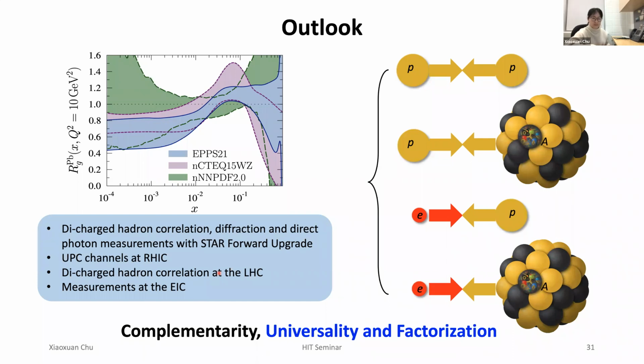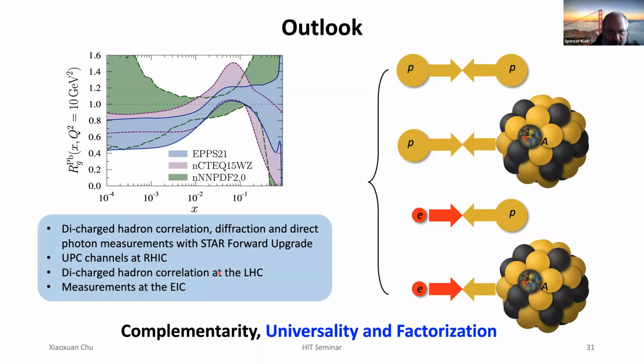Thank you very much, Xiaoxuan, for this comprehensive talk discussing many potential observables for gluon saturation. Let me clap on behalf of the audience for your nice seminar. Let's open the room for some questions. I see Spencer, please go ahead.